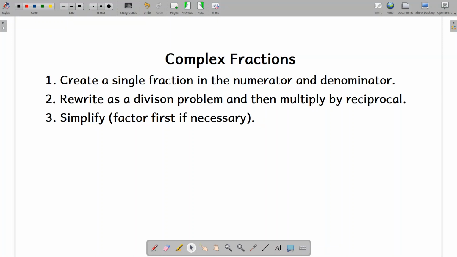The first thing that we always want to make sure of is that we have a single fraction in the numerator and a single fraction in the denominator of this entire fraction that we're talking about. If not, we're going to have to do some combining, probably find some like terms to make that happen. And then what we want to do is rewrite this massive fraction as the division of two fractions. And then we know that instead of dividing, we can really just multiply by the reciprocal and then simplify as we've been doing.